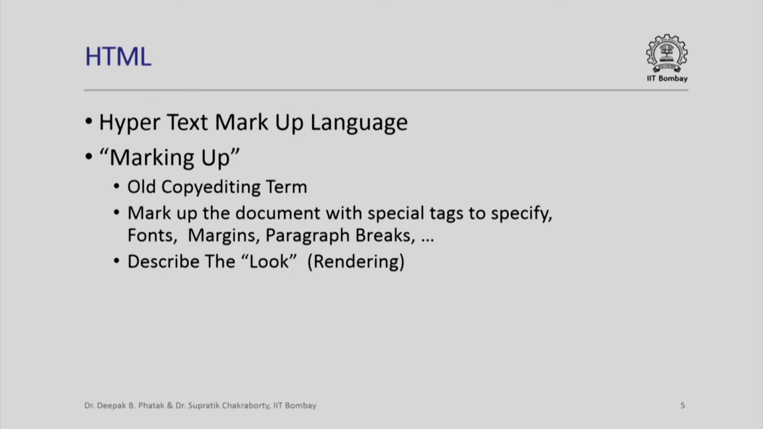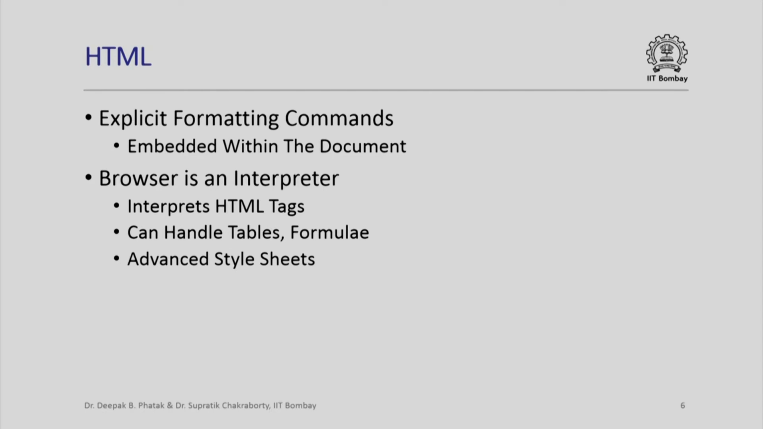Please remember that HTML is about describing the look of a particular text material on the page, or what is related to rendering of our text on computer screens. There are explicit formatting commands which are embedded within the document itself. The browser is incidentally an interpreter. As I mentioned, you have a C++ compiler which understands your C++ programs and executes them. Similarly, browser is an interpreter which understands all HTML tags. It can interpret those tags, can handle tables, formulae. There are advanced style sheets which we will look at briefly later.